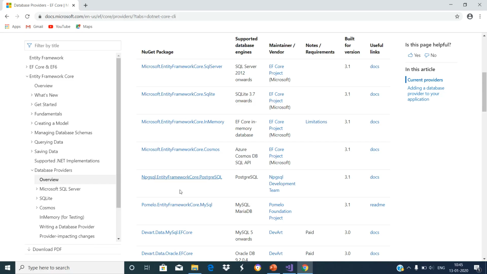You can see here the list of EF Core database providers. For example, the Microsoft SQL Server specific functionality is within the SQL Server provider for EF Core. We will discuss more about this in our upcoming video.